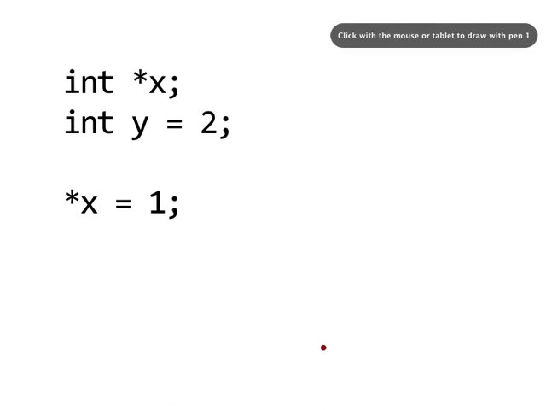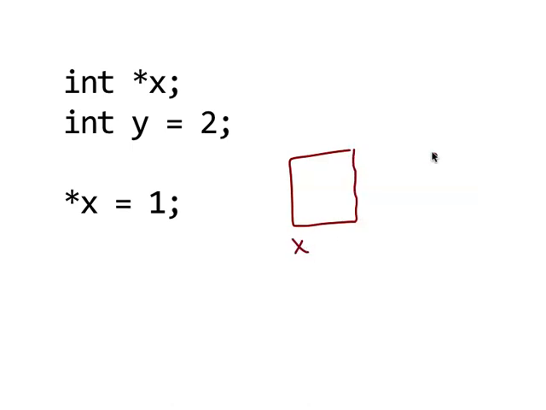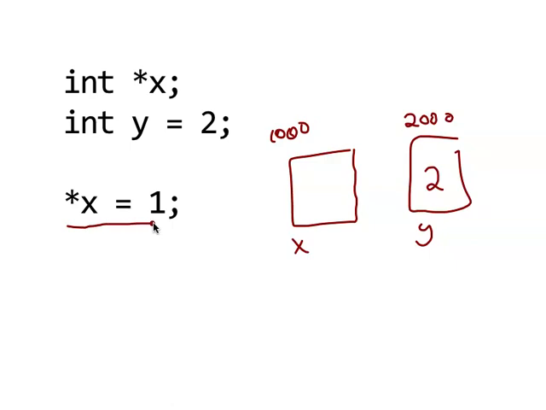Okay, so let's look at this code over here. So again, I have integer star x. So I have two blocks. I have x and I have y, right? And they have addresses. Let's say x is 1000, y is 2000. Okay. I say integer y equals 2. I put 2 into my box of y. And then I say star x equals 1.